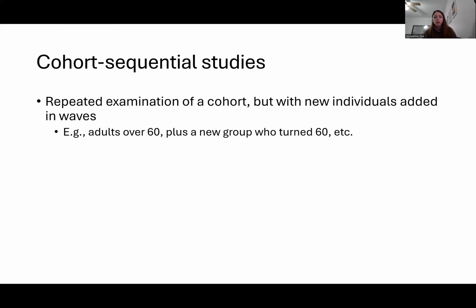Then we have cohort sequential studies. So this is a repeated examination of a cohort, but with new individuals added in waves. So if we think about adults over 60, you have those individuals 60 plus, then you have a new group of individuals, a younger group that's moving up into that age range, turning 60, and that wave of individuals is then added to the sample. And that can be useful in ruling out cohort effects and determining if there's something about the age of 60 or something about a certain characteristic that is notable, and mitigating some of those effects from cohort impact.